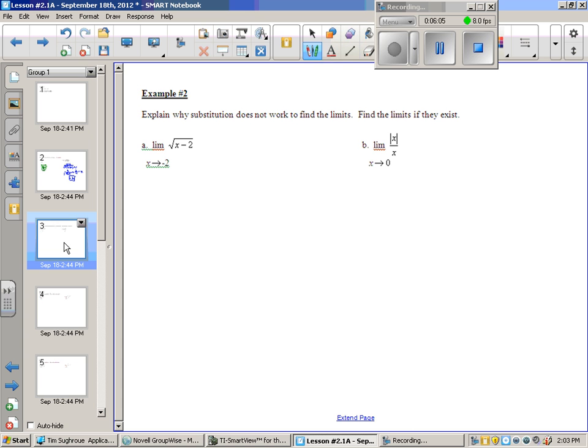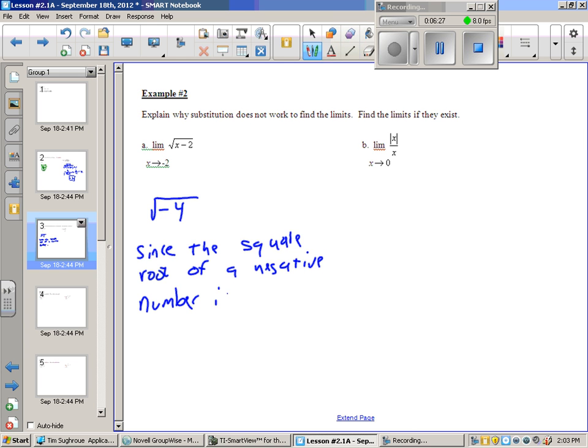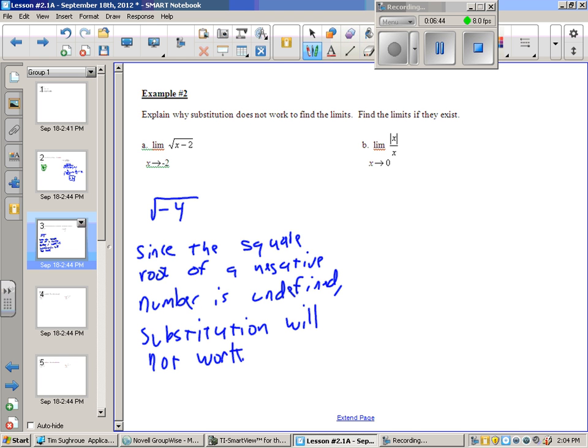If you just try to do substitution here, you get the square root of -4. Since the square root of a negative number is undefined, substitution will not work. Okay?